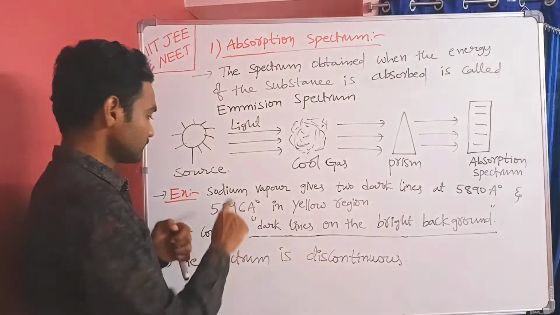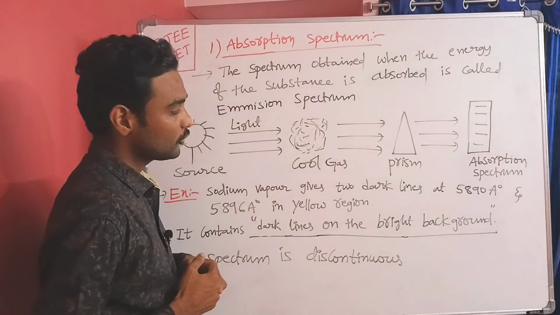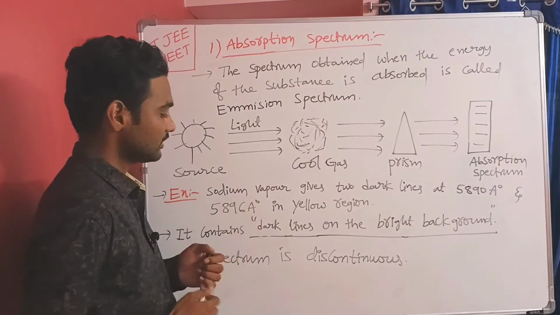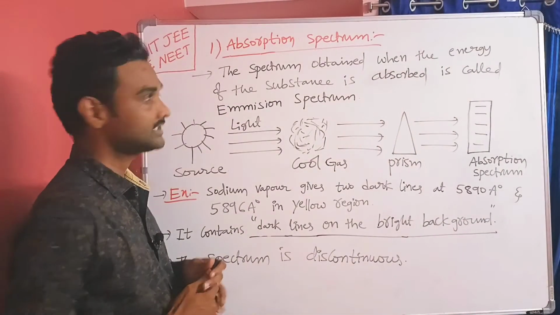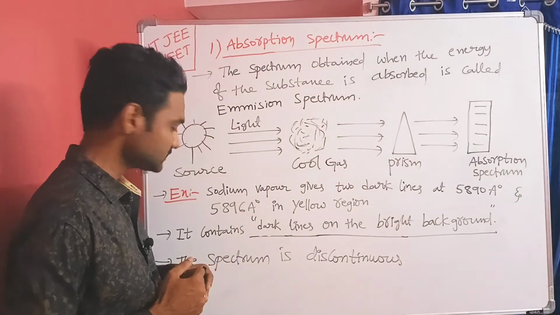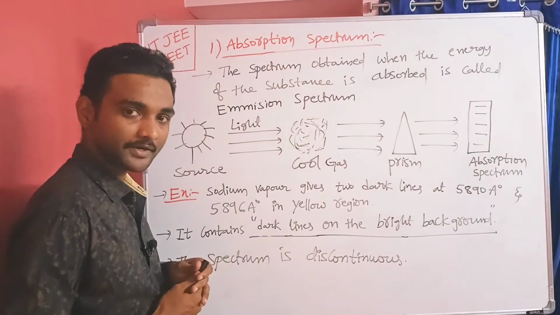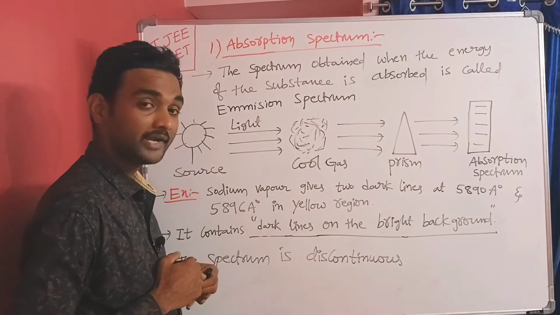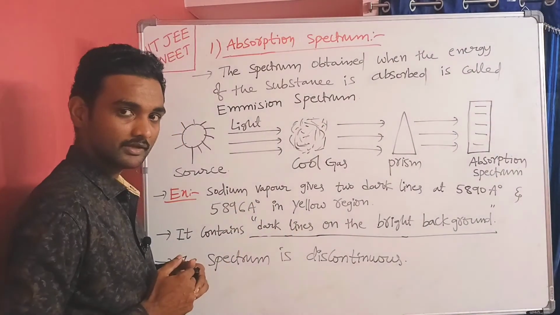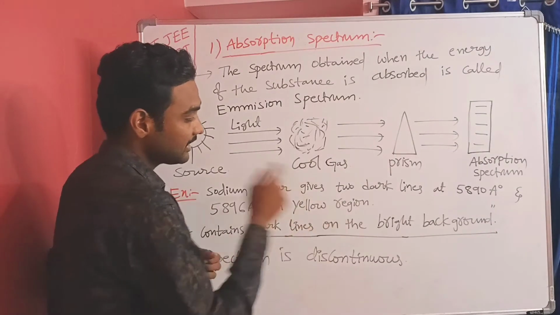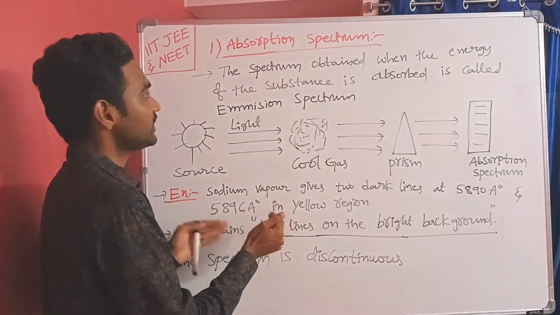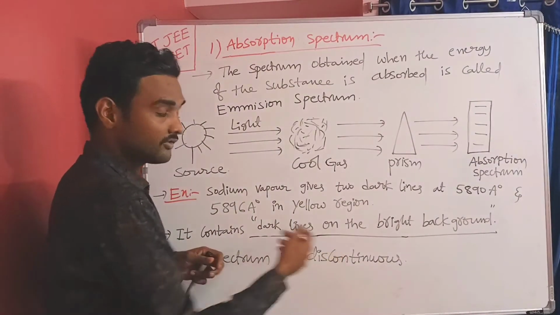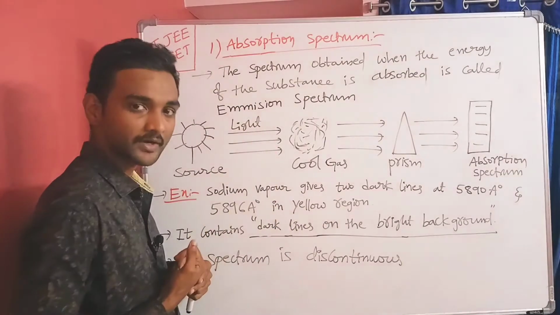What is the example? Sodium vapor gives two dark lines at 5890 angstroms and 5896 angstroms in the yellow region. This is the example for absorption spectrum. Next, how can you identify the absorption spectrum? See, it contains dark lines on the bright background. This is very important. It contains dark lines on the bright background. This is the identification of absorption spectrum. Next, the spectrum is discontinuous. Yes, of course, this is a discontinuous spectrum.